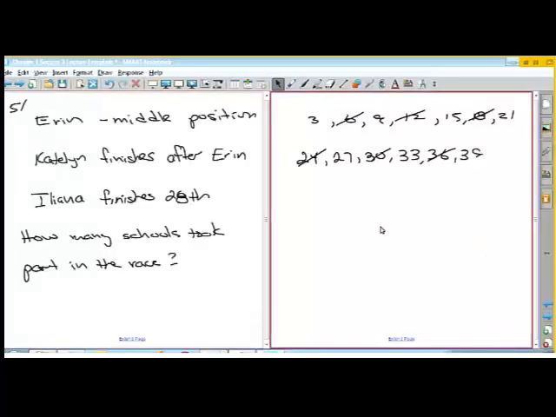So now, Ileana finishes 28th. So there have to be at least 28 people, right? If there's only 26 runners, you can't finish 28th. So that particular piece of information is used for getting rid of this one, this one, this one, this one, and that one.